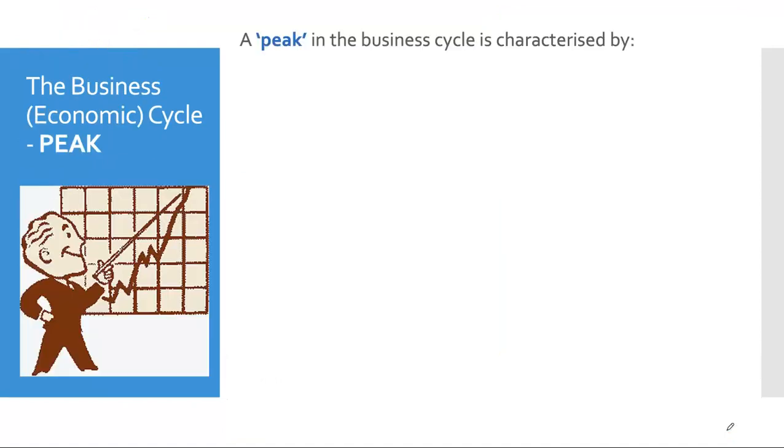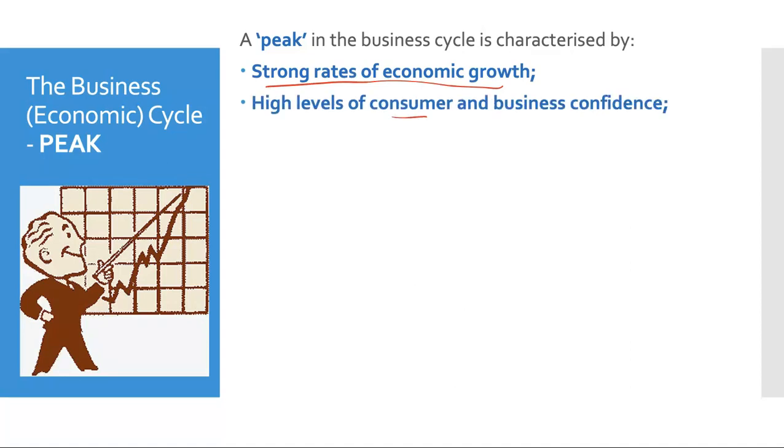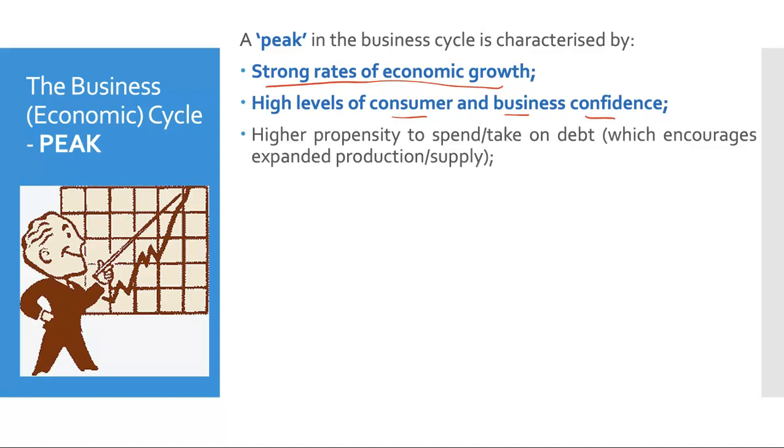When we are in a peak, the business cycle is characterized by a few things. There are strong rates of economic growth and a high level of consumer and business confidence. Real GDP is high. Consumers and businesses are really confident. We are spending and investing. There is a higher propensity to spend and take on debt, which encourages expanded production and supply. Consumers are confident, so we spend. Businesses are confident, so they take on debt to expand. This actually leads to more and more growth.